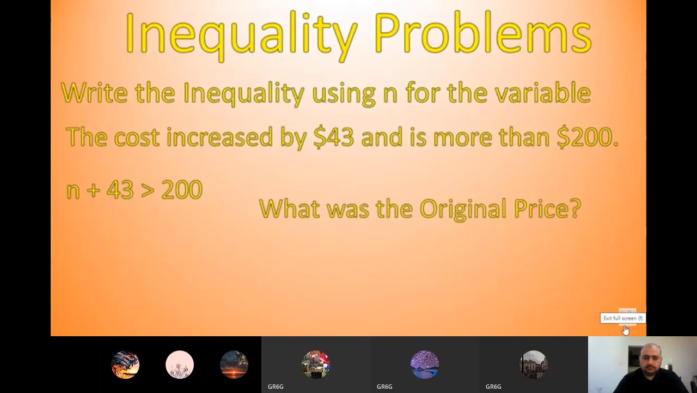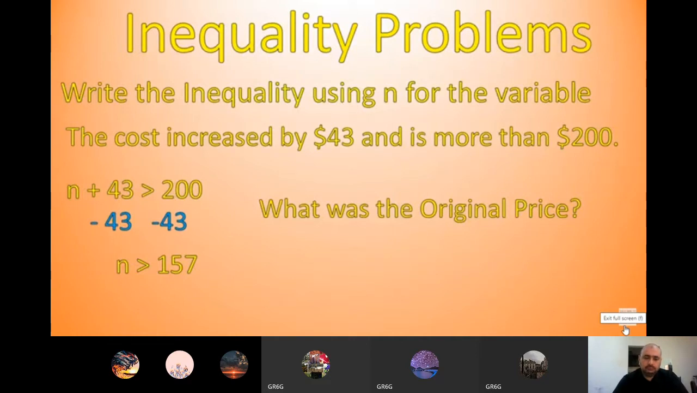Now for your practice, I want you to figure out what is the original price. You need to solve this inequality. Pause the video and try to do that. Hey, welcome back. When you're solving an inequality, you find your variable n, say what's connected to it, plus 43, and then you do the inverse, which is to subtract 43 from both sides of this inequality, leaving us with n is greater than 157. So what that means is that our cost is greater than 157 at the beginning, then it increased by 43, and so now the cost is more than 200.